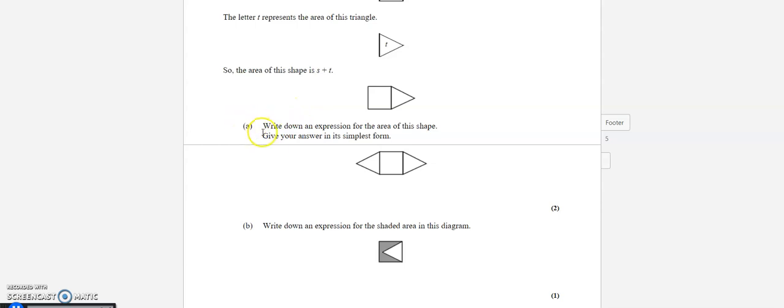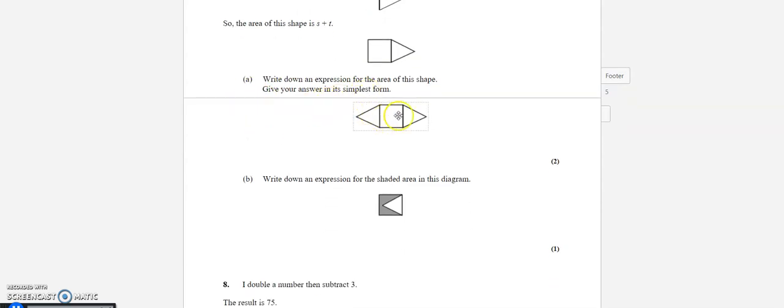So the first thing it asks for is an expression for the area of this shape below, and give your answer in its simplest form. So there's a couple of things we can look at here. So we've got S plus T plus T. So we've got two triangles that are the same size. So we could say S plus T plus T. So that's one thing we could do.